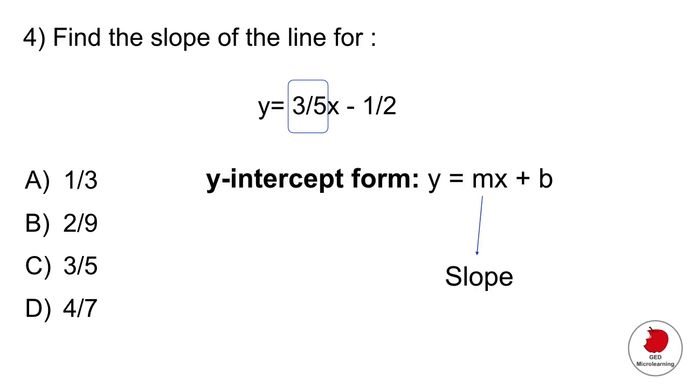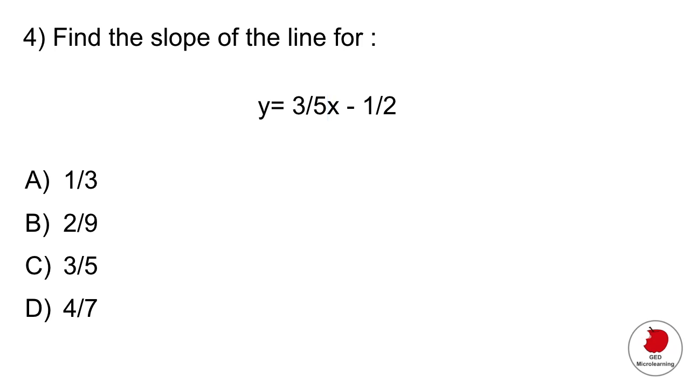So now it's very easy, right? If we go back to our question, all we have to do to find the slope is to look at that number, that coefficient in front of the x value, which in this case is 3/5, answer C.